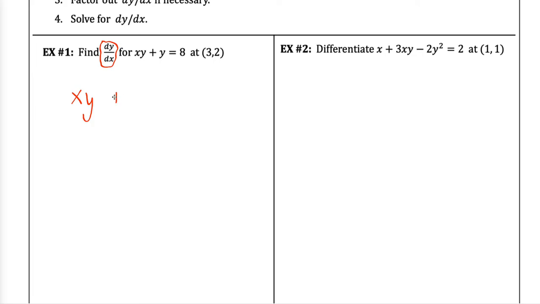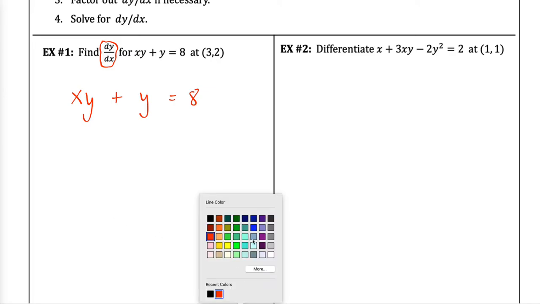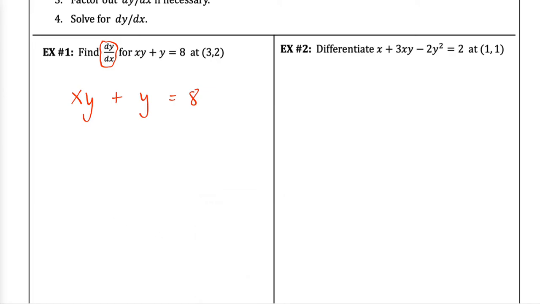So if I have this written out, the way implicit differentiation works is we take the derivative of everything. So we're taking the derivative, so this is the notation that's like the verb, it says to take derivative. So we're taking the derivative of the left-hand side and then taking the derivative of the right-hand side.